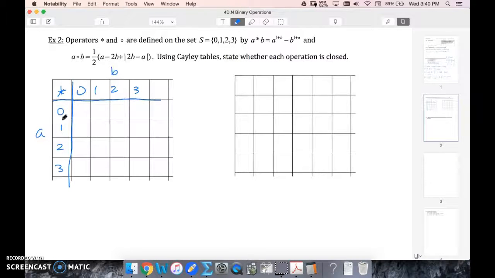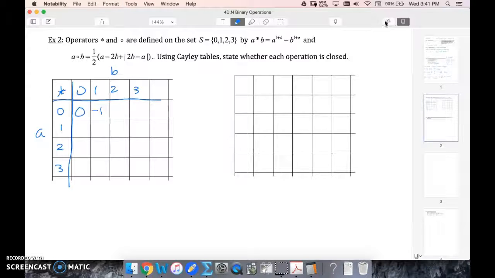So let's start this out. So A star B is defined this way. So if I've got 0, 0, 0 to the power 1 is 0, minus 0 to the power 1 is 0. So of course 0 minus 0 is 0. And then if A is 0 and B is 1, so I've got 0 squared, of course, is 0. And then 1 to the 1 is 1. So 0 minus 1 is negative 1.